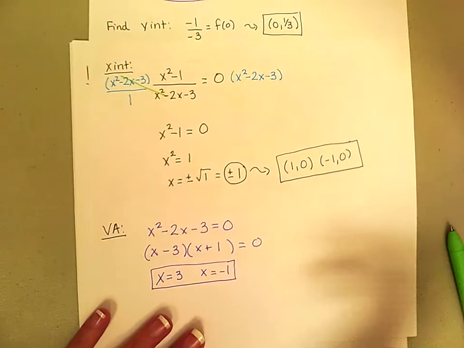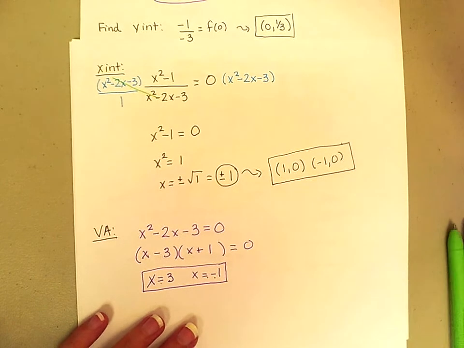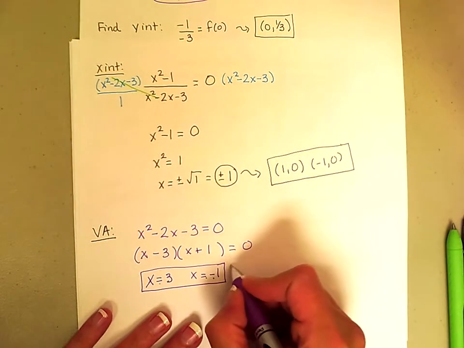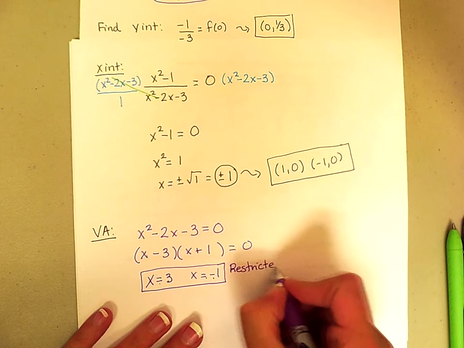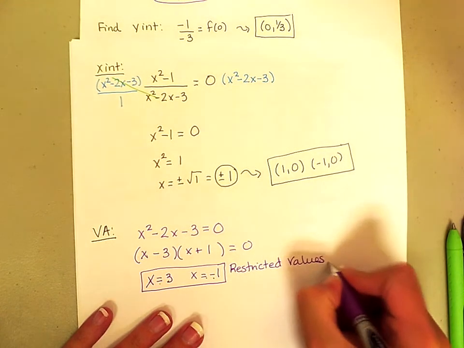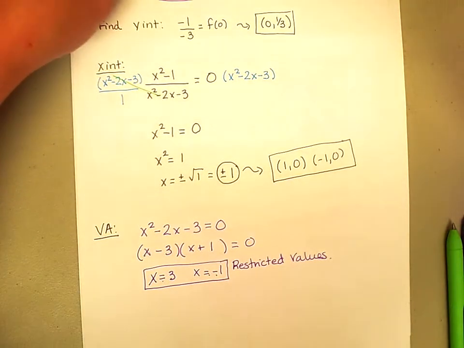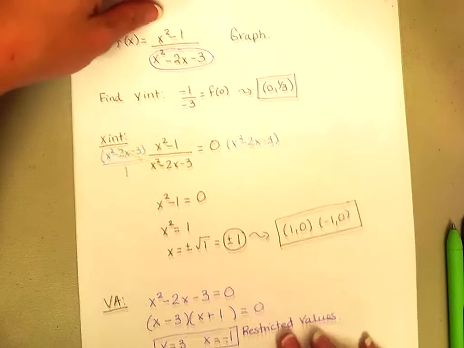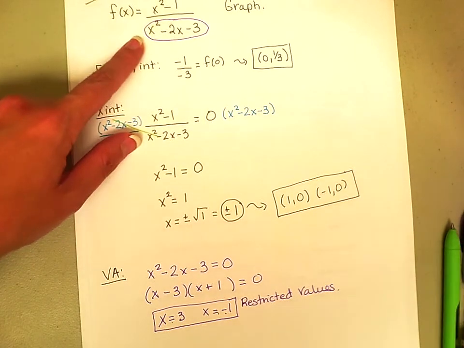But let's be careful here. Do I know that these are vertical asymptotes? I don't know. We could be in the case where we have a removable discontinuity, and these are simply restricted values. So to double check if I have a removable discontinuity, I will need to write f in its factored form.